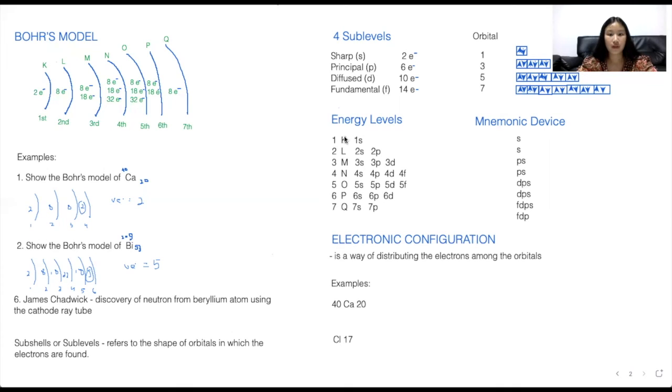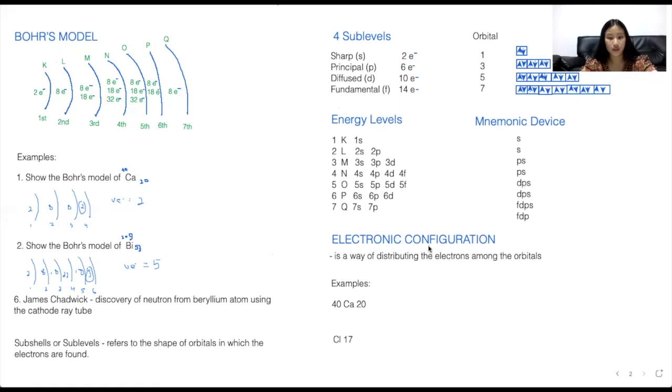Energy levels, we have K, L, M, N, O, P, Q. K contains 1s, L is 2s and 2p, M has 3s, 3p, and 3d, N has 4s, 4p, 4d, and 4f, O has 5s, 5p, 5d, and 5f, P has 6s, 6p, and 6d, Q has 7s and 7p. Mnemonic device: s, s, ps, ps, dps, dps, fdps, and fdp.